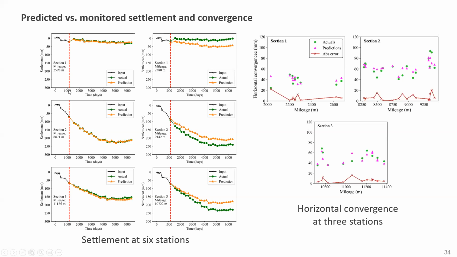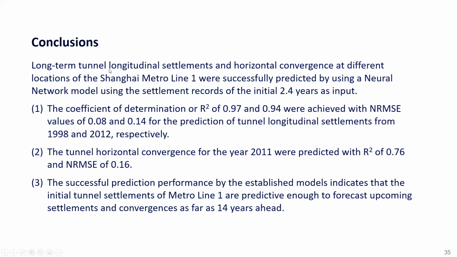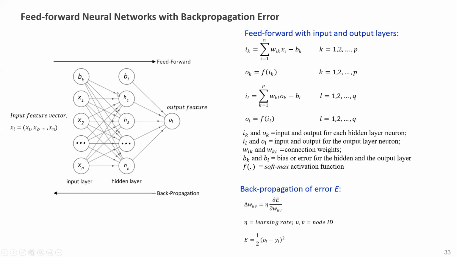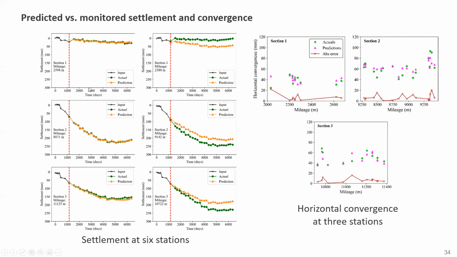And you can see here, using the first 2.4 years, this is the fitting, this is the training set, 2.4. The total data set is, how much is that? I think it's 14 years. Okay, 14 years. So 2.4 years of training, 14 years of testing, and you can see that the settlement is predicted quite accurately. There are some differences here, a little bit, but the performance is still very good.